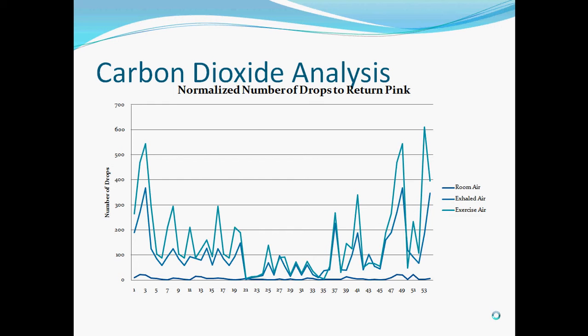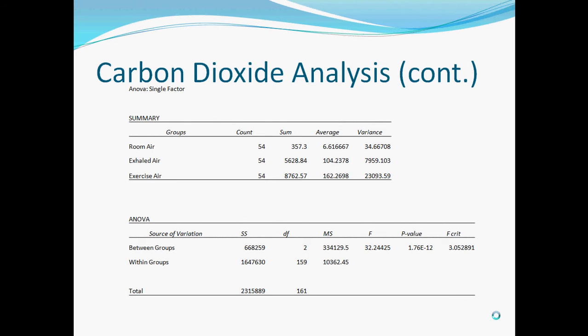So there was no availability of a linear regression analysis, so we performed an ANOVA with the following results. Our null hypothesis was that the amount of carbon dioxide does not vary with its source. However, the p-value refuted this null hypothesis with a value of 1.7 times 10 to the negative 12, which gives us a near 100% confidence that the variance in carbon dioxide content depends on the source.